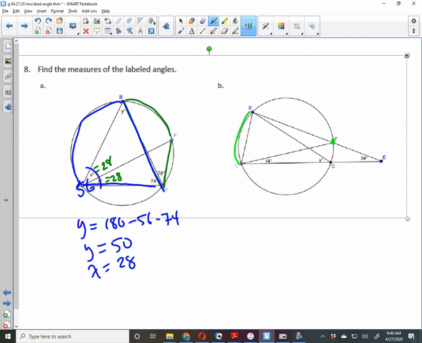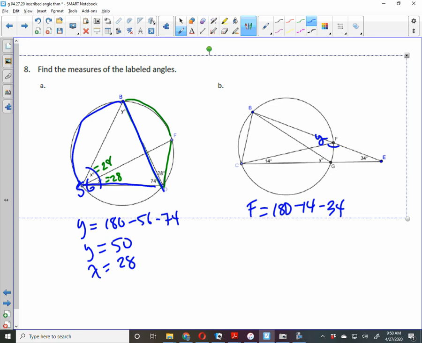F intercepts this arc. Y intercepts the same arc, right? So doesn't that mean that this is also Y? And if I look at this triangle carefully, I've got 2 out of the 3 angles of a triangle, and I know that this angle here, F, is going to equal 180 minus 14 minus 34.